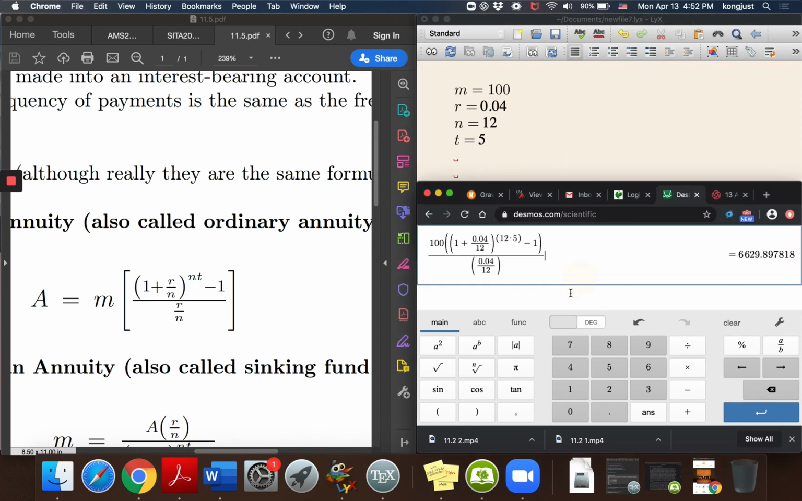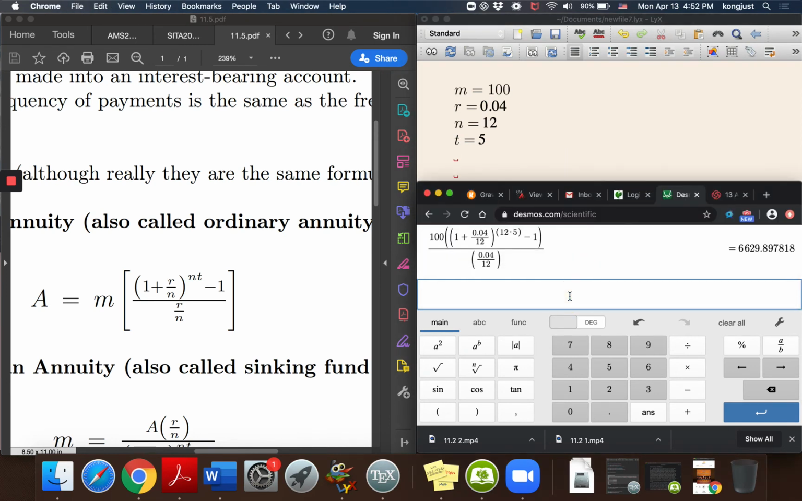Let's just do the usual check. How much was actually deposited? 100 times 12 times 5. So 6,000 was actually deposited. That means $629.90 to the nearest cent would be earned in interest.